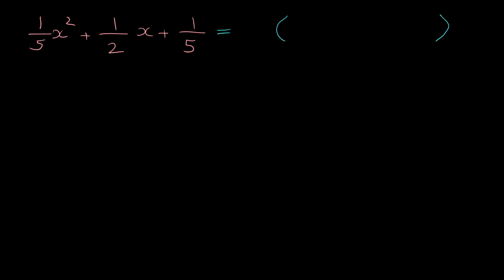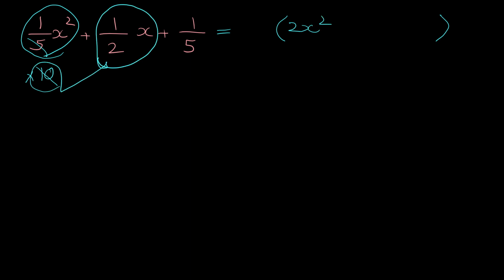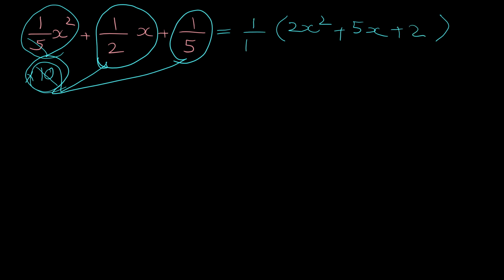Then what is this term if we multiply it by 10? 10 with 5 cancels, a 2 remains, so we have 2x to the 2. 10 times 1 over 2x, 10 divided by 2 is 5, so we have 5x. And finally 10 times 1/5 is 10 over 5 or 2. But don't forget, you have to put a 1 over 10 outside.